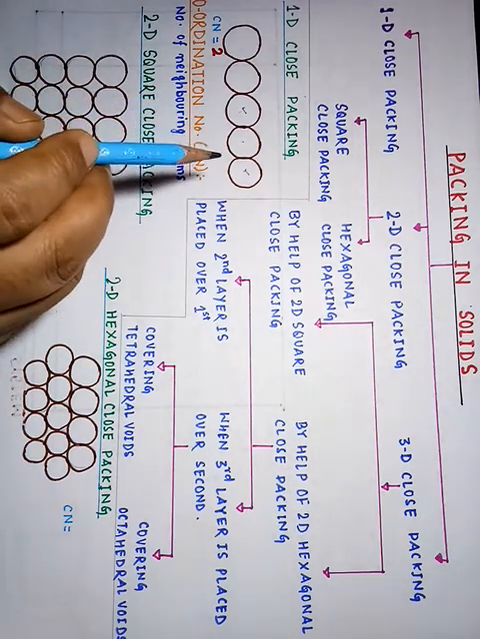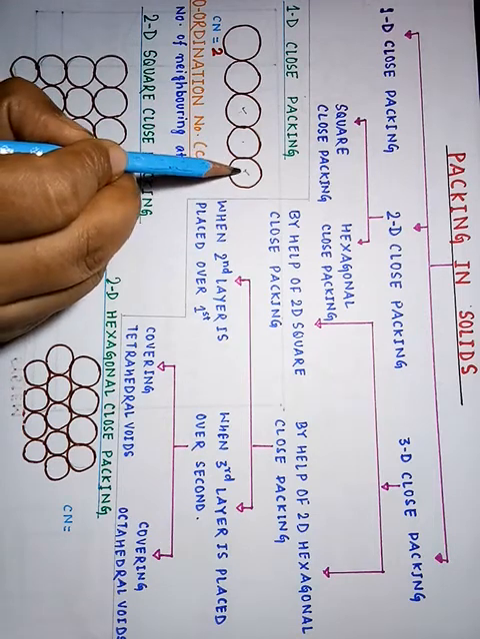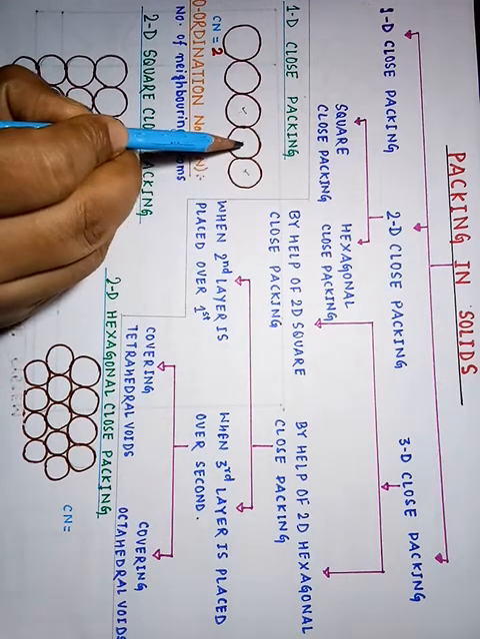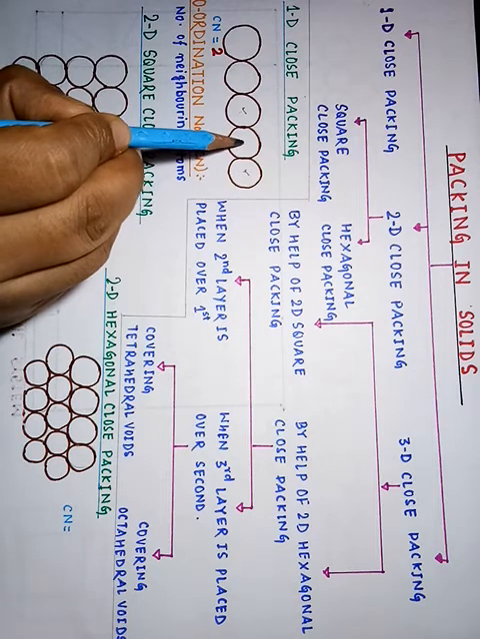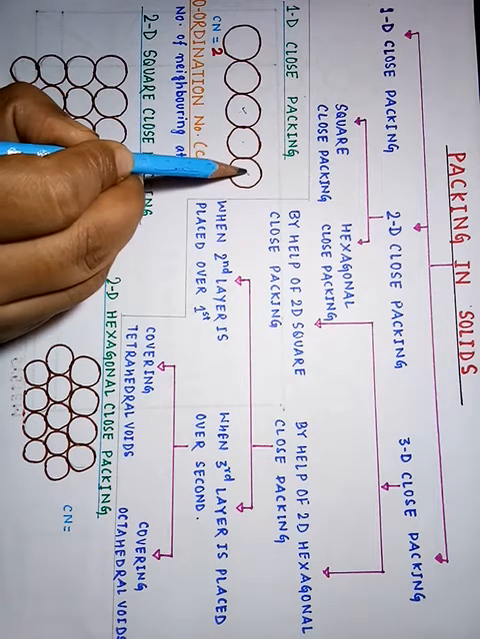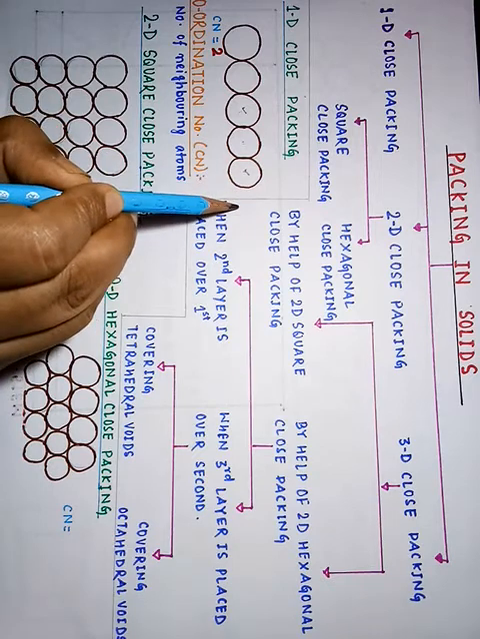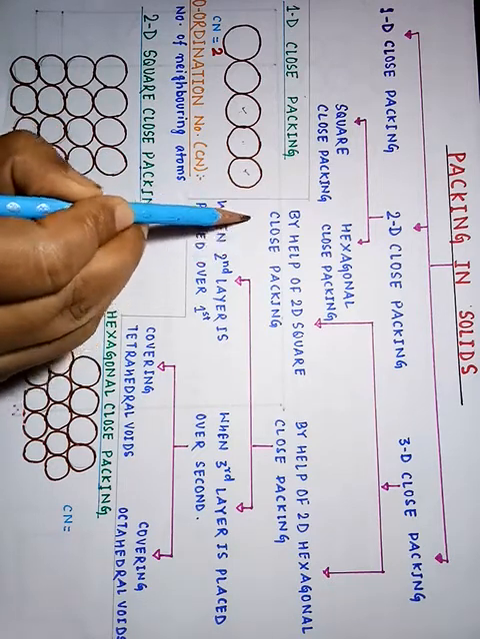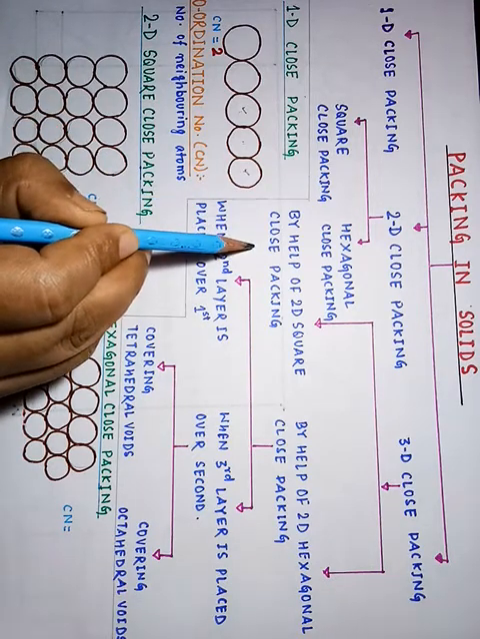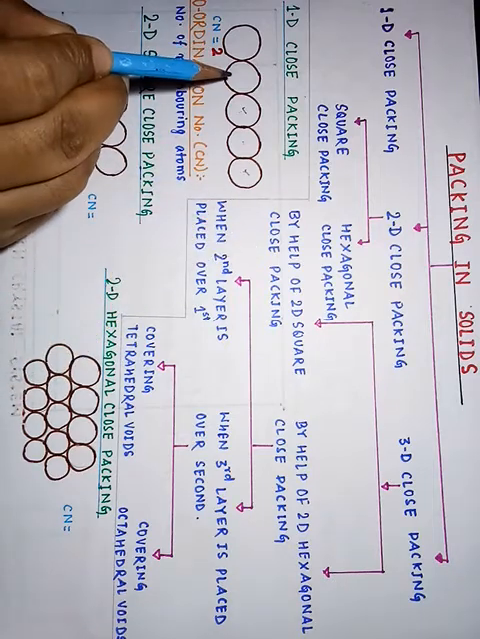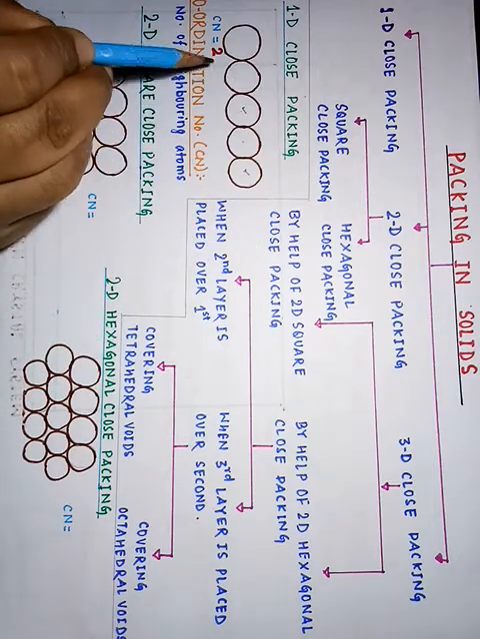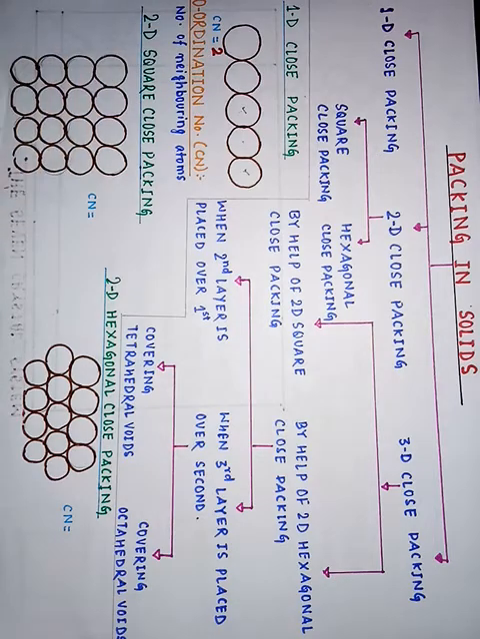Now there could be a question in your mind, sir, what about this last atom? It is just in contact with this atom, but it is not as such, because this atom is further in contact with another atom, which will be in contact with yet another atom. So the coordination number of the atom in one-dimensional close packing is equal to 2.